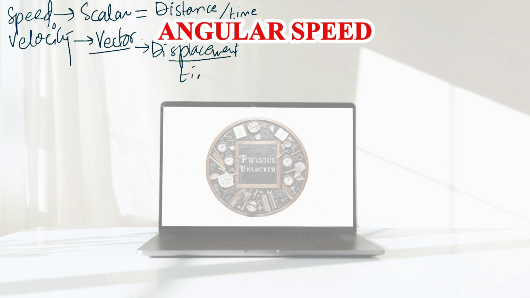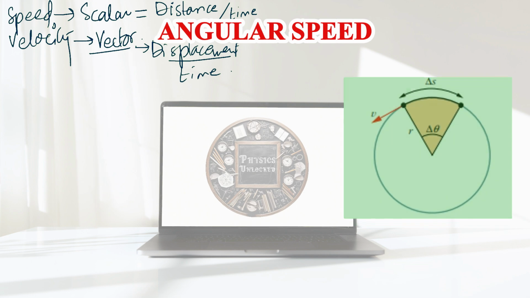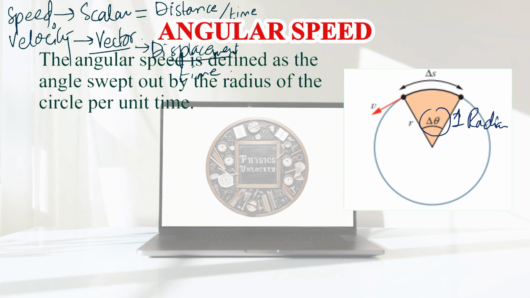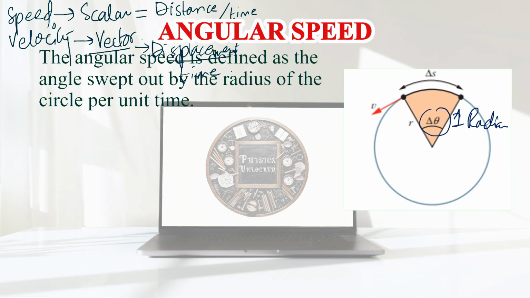Okay, so how are we going to define angular speed? As we saw in the previous slide, this is the angle that is 1 radian, and it is the ratio of the length of the arc to the radius of the circle, when this arc length is equivalent to the radius of the circle. So angular speed is defined as the angle swept out by the radius of the circle per unit time.